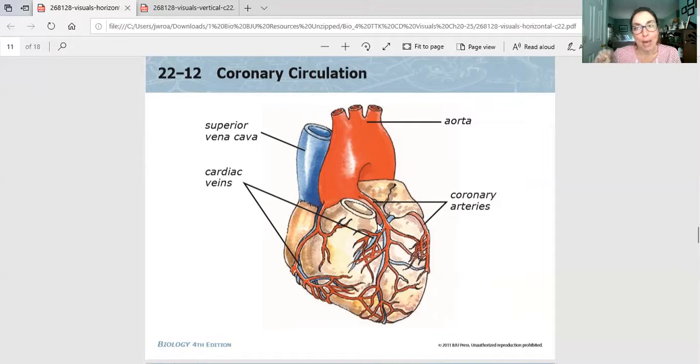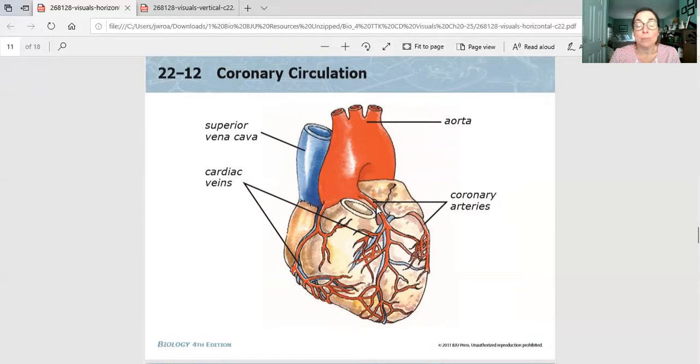So when you hear people having coronary arteries or bypass surgery, what that means is that these arteries that feed the heart have become blocked, and that can be for genetic reasons or for dietary reasons or different medical conditions that can lead to these arteries being blocked.